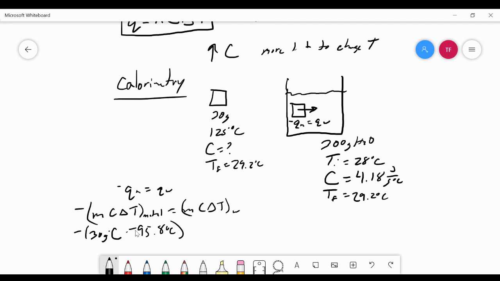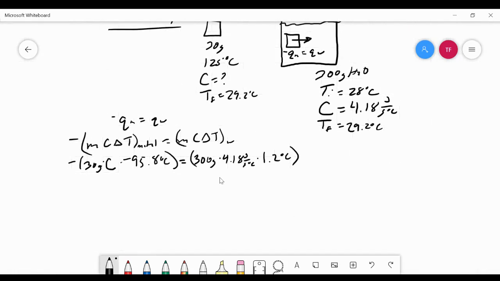Notice that the negative times the negative will end up making a positive on the left side. Let's see about signs on the right side. The mass of the water was 300 grams. The specific heat of water is 4.18 joules per gram degrees Celsius. And the change in temperature of the water went from 28 to 29.2, so T final minus T initial is 1.2 degrees Celsius. Notice this is positive on this side, so the negative out in front made the two sides have the same sign.